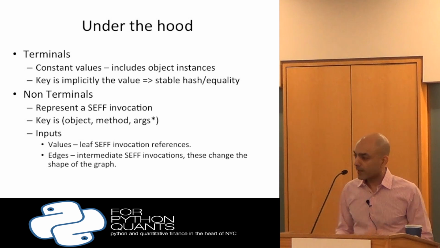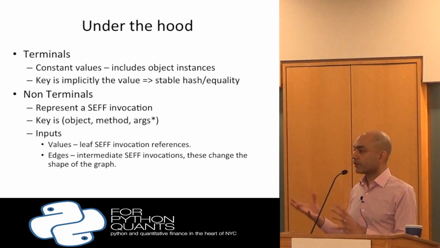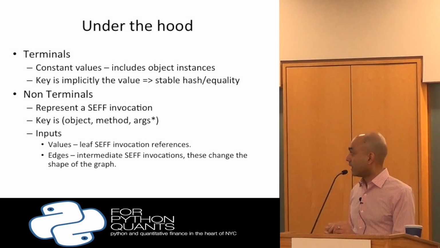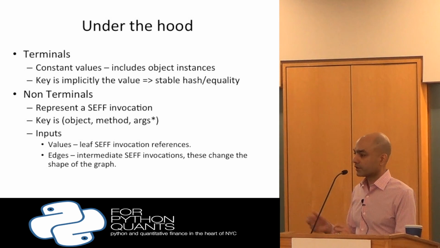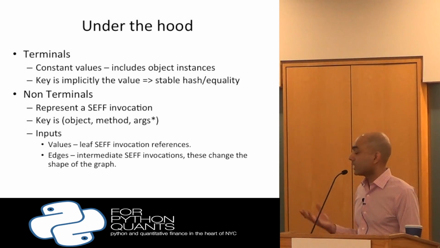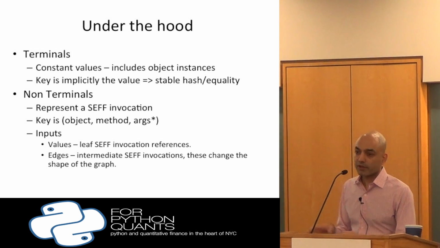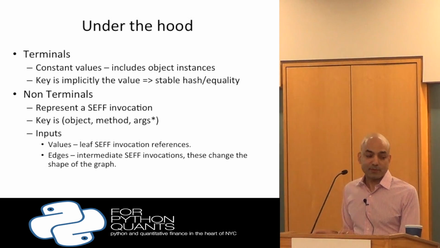So under the hood, basically what we do is we transform function invocations into nodes in a graph. We have two kinds of nodes, basically. One is terminals. A terminal is a constant. So a terminal has no inputs. It has simply a value. So it's going to be constant argument values. It's the object instance. And the key is implicitly just the value, so you hash it and look it up. Simple implication is just like a dictionary key. You want a stable hash and equality. If you don't, bad things will happen.